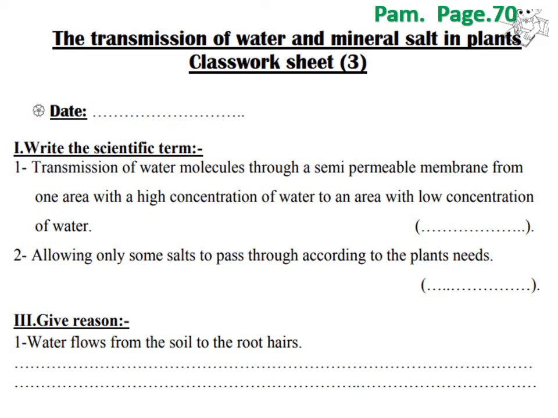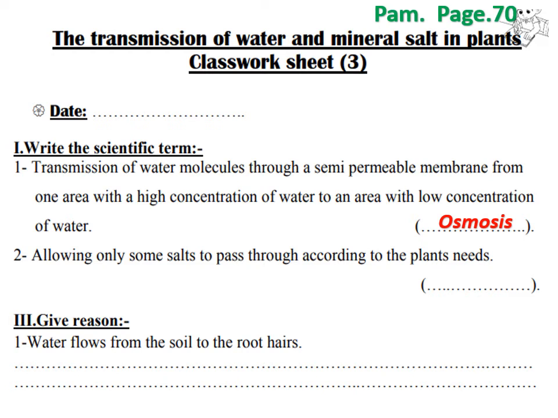We already studied the difference between high concentration solution and the high concentration of water in the first lesson. So, what is the meaning of movement of water molecules through semi-permeable membrane from area of high concentration of water to area with low concentration of water? Is called osmosis phenomenon. Number 2, what is the meaning of allowing only some salts to pass through according to the plant's needs or plant's requirements?